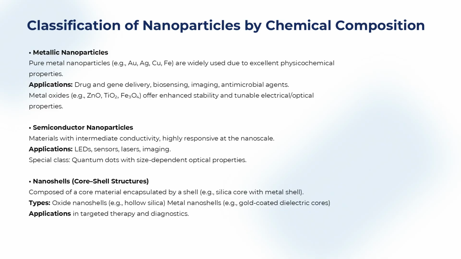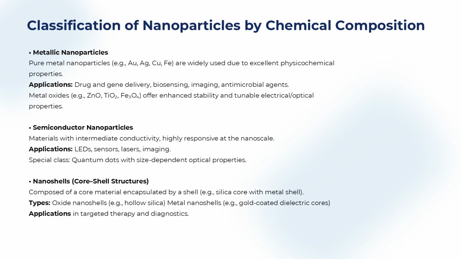Also, we can classify the nanoparticles by their chemical composition. We have the group of metallic nanoparticles that are widely used due to their excellent physicochemical properties. Usually, they can be seen in drug delivery, biosensing, imaging, or even as antimicrobial agents.